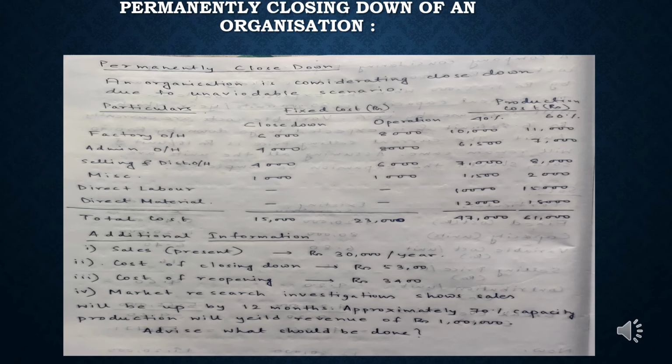What's the next one? Market research investigation shows that after 12 months, the sales will be up to approximately 70% capacity. We will get the revenue of rupees 1 lakh. So after 1 year, if the organization operates at 70% capacity, it can yield a revenue of 1 lakh, which is currently at 30,000. So advise what should be done. This is the particular problem of permanently closing down.